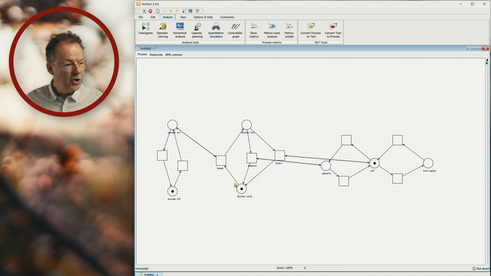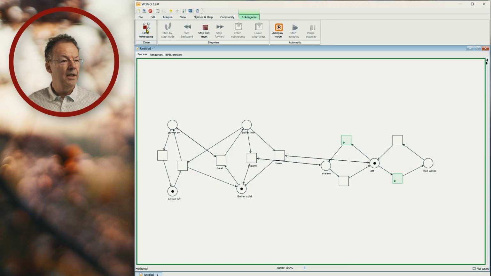A last connection that we can insert is that if we switch the machine off, it will go from here to here. So that's our machine now, our machine model, 3 parts. And now we have to test if it's working. So let's play the token game.